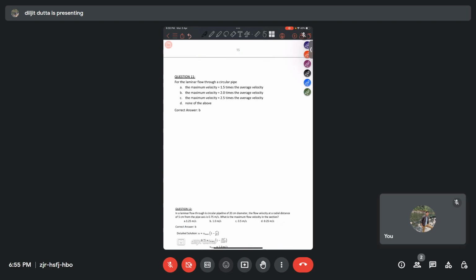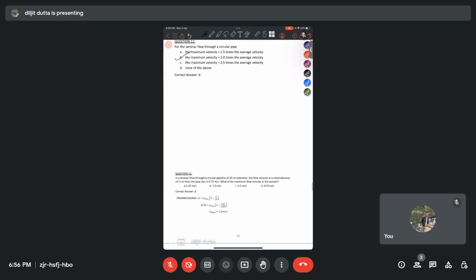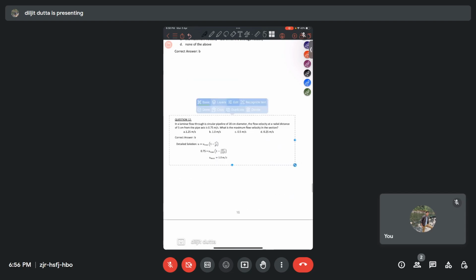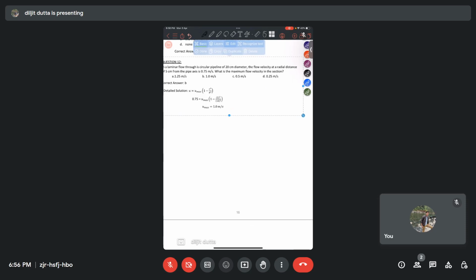For a laminar flow through a circular pipe, the maximum velocity is equal to 2 times the average velocity. This we have seen in the previous lecture only.